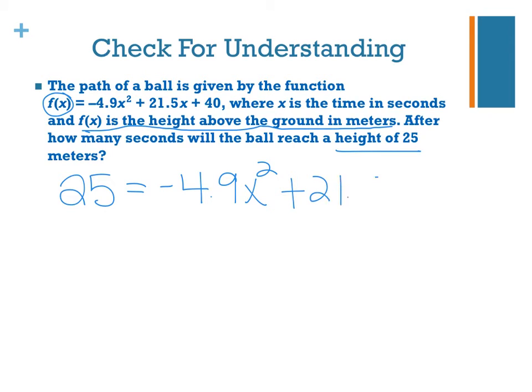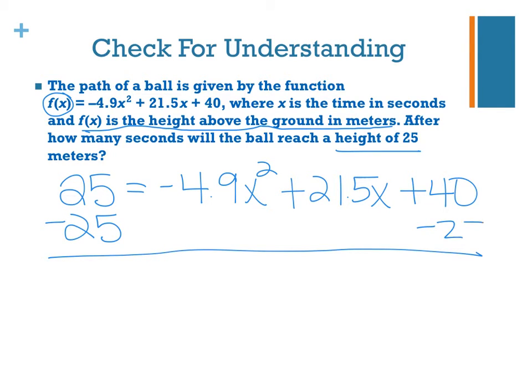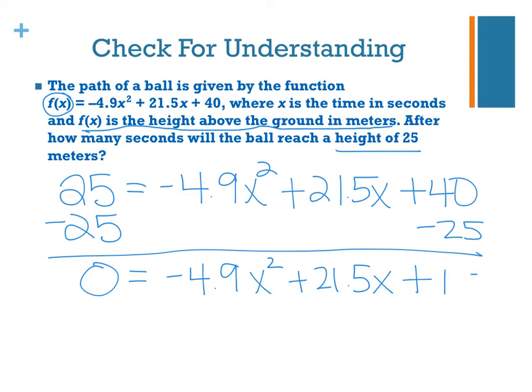plus 21.5x plus 40. And I am going to go ahead and find the zeros of this polynomial. In order to set it equal to 0, I'm going to subtract 25 from both sides, which gives me 0 equals -4.9x squared plus 21.5x plus 15.